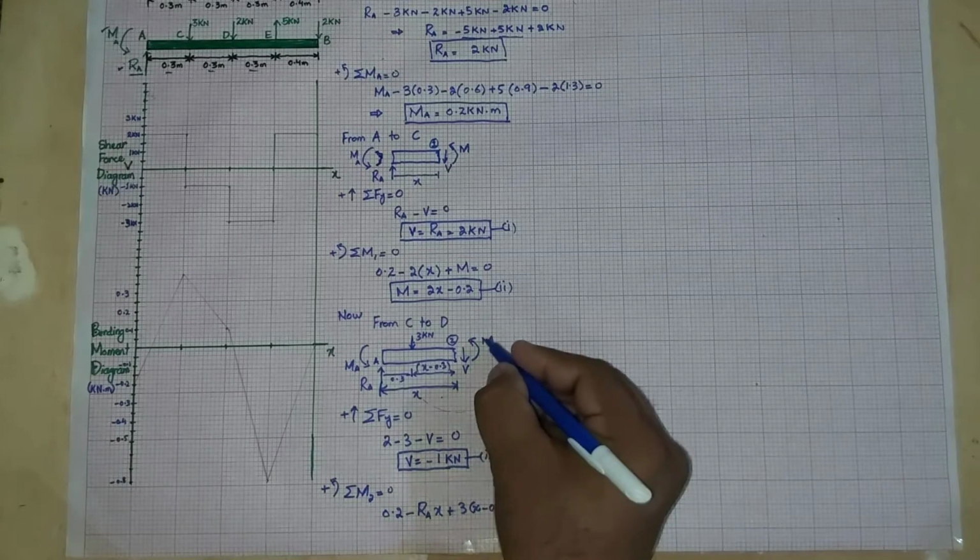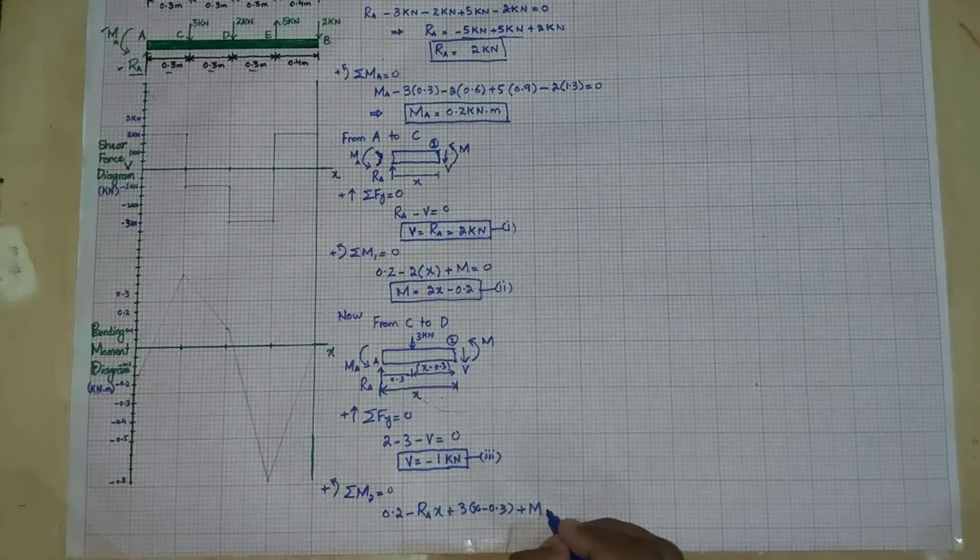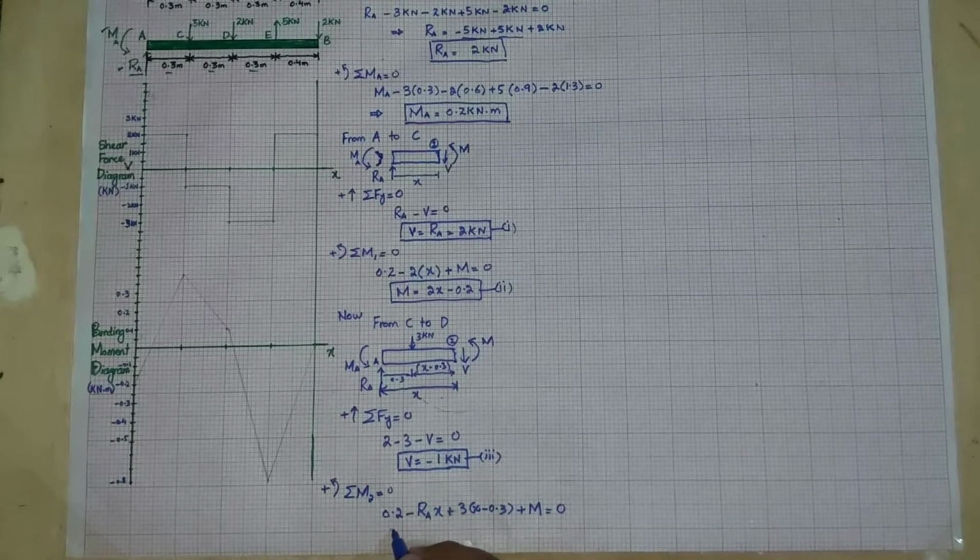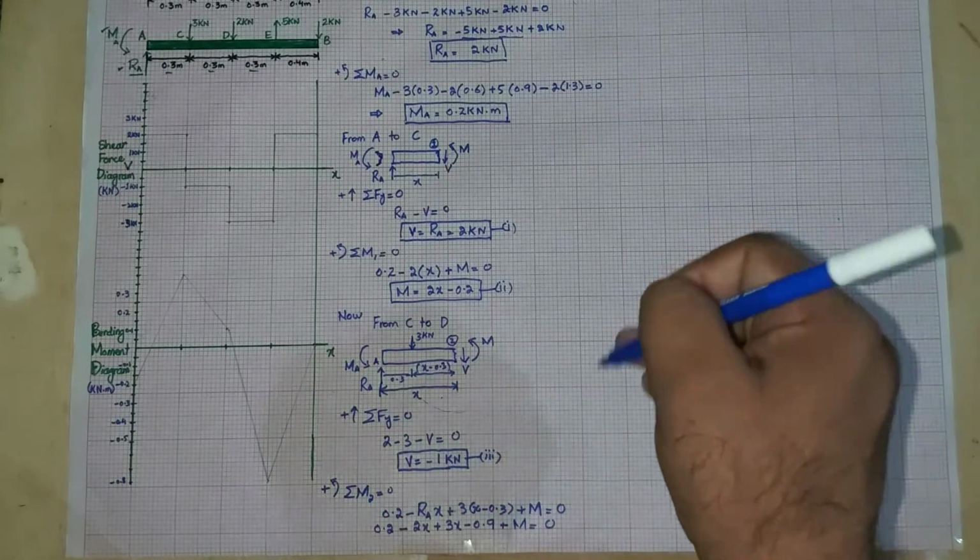So that will be x minus 0.3, plus there is a reaction moment at point 2. Here the sum must be equal to 0. So again if you solve that, this RA is 2 kilonewton, so that will be 2x. This is 3 and this is x minus 0.3, plus M. So if you solve that, this will be 0.2 minus 2x plus 3x minus 0.9 plus M is equal to 0. So I will write over here.